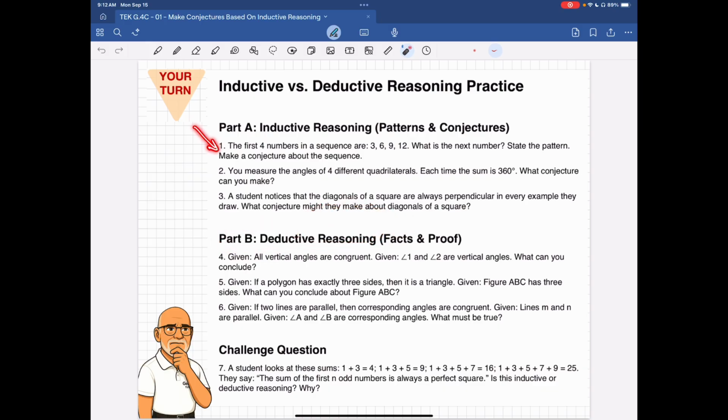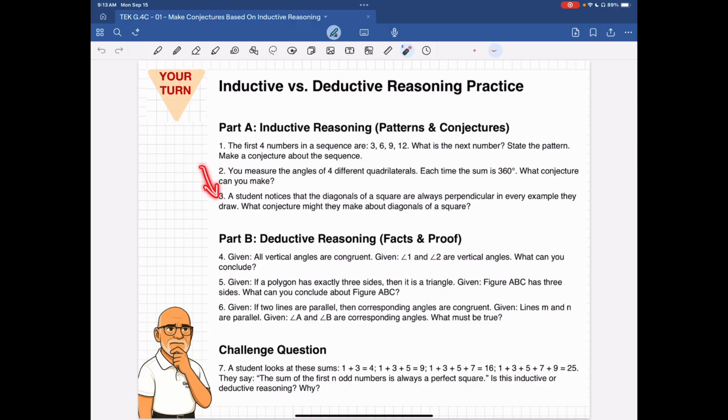It says, the first 4 numbers in a sequence are 3, 6, 9, and 12. What's the next number? State the pattern and make a conjecture about the sequence. Number 2, you measure the angles of 4 different quadrilaterals. Each time, the sum of those angles is 360 degrees. What conjecture can you make based upon that data?